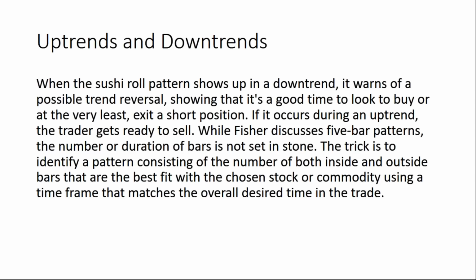When the sushi pattern shows up in a downtrend, it warns you of a possible trend reversal, showing that it's a good time to look to buy, or at the very least exit a short position. If it occurs during an uptrend, traders get ready to sell. While Fisher, who developed this sushi strategy, discusses 5-bar patterns, the number of bars is not set in stone. The trick is to identify a pattern consisting of both inside and outside bars, like inside rolls and outside rolls of sushi.